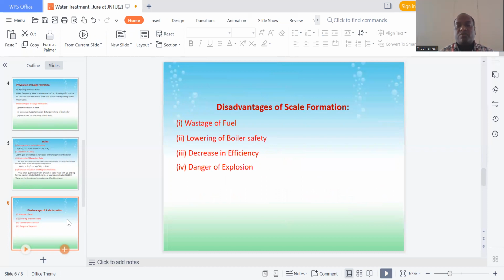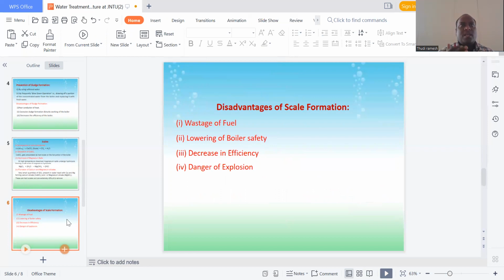Right, generally the wastage of fuel. Wastage of fuel takes place if the scales are formed along the inner walls of the boiler. Excess fuel consumption is going to take place. We have to supply more heat for boiling the water for the production of the steam. So excess fuel consumption will take place, which results in the wastage of the fuel here.